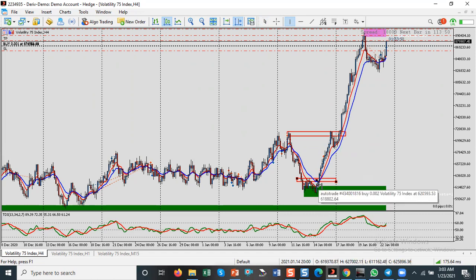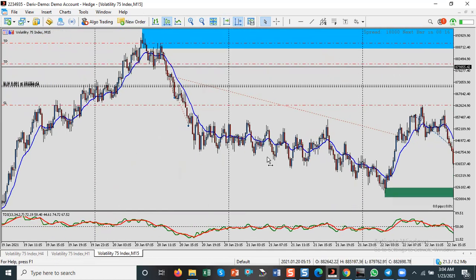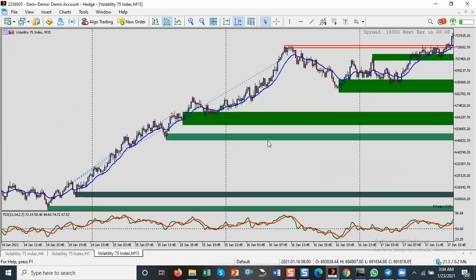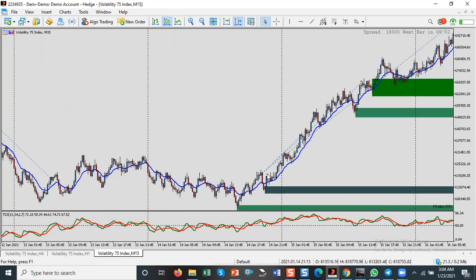So this happened, I can't see this clearly, I think on the 14th of January 2021. Let's check that out on the 15-minute time frame on the 14th of January. I took this trade that day. So 14th of January here.